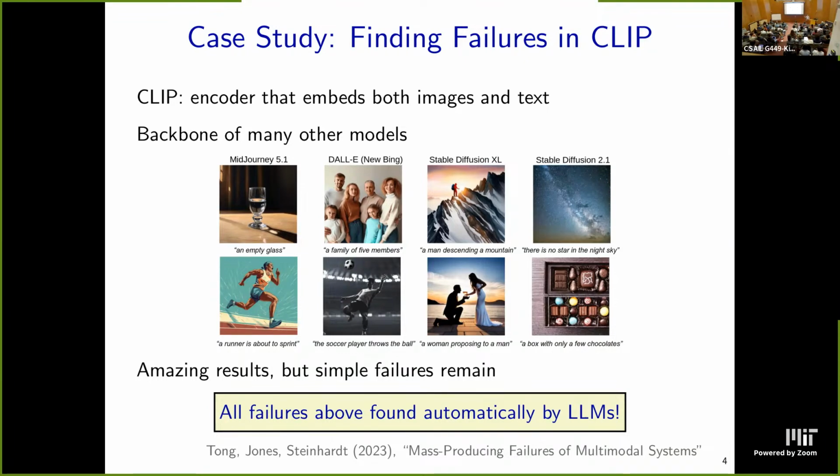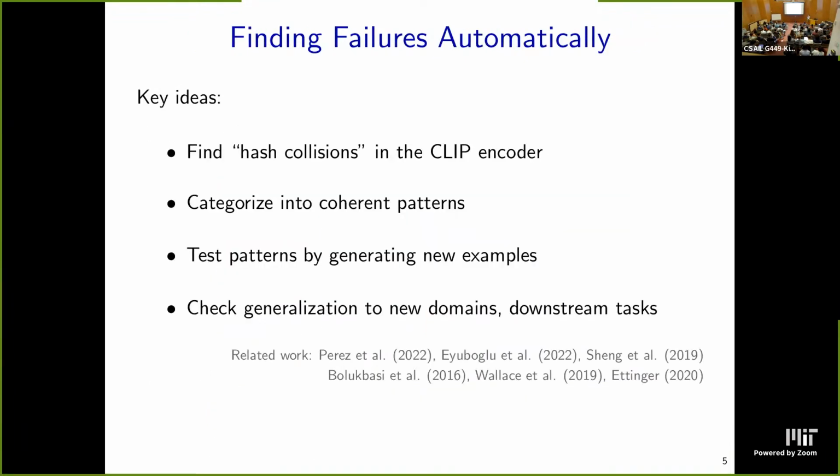And so what I want to tell you is how did we actually do this? How can we automatically find these failures? At a high level, it involves a 4-step pipeline that mimics the pipeline for statistics that I talked about earlier.